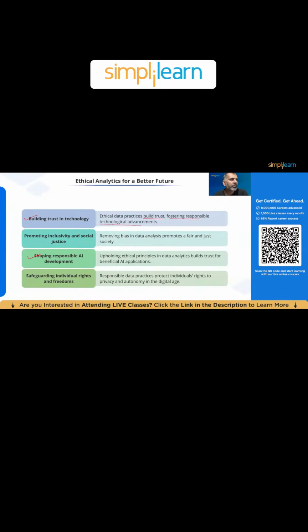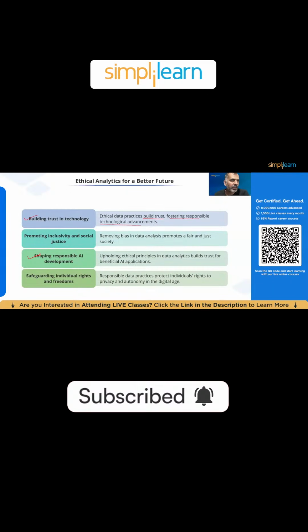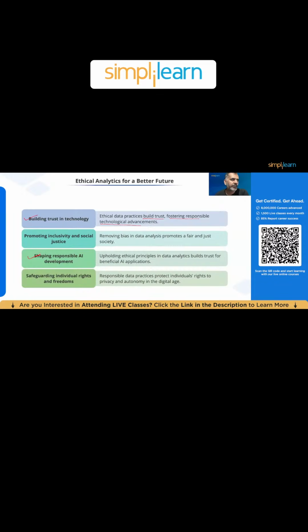Shaping responsible AI development. I think this is something I have already explained. When you introduce fair data in model training, your model will give you fair judgment. If you introduce bias in the data, your model becomes biased to a particular category, which is not good for society. So when we talk about introducing data ethics in the data analytics process, especially in developing models, it will help you shape responsible AI development.